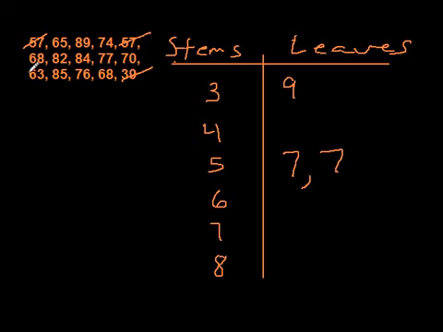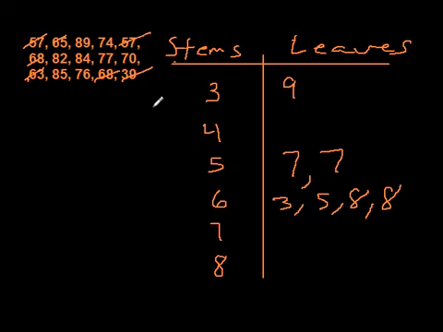So now, moving on to 60s. Looking at the 60s, you got 68, 63, 68, and 65. Well, let's start with the smallest, which is 63, then 65, and then 2 68s. So I'll put a 3, a 5, and 2 8s.